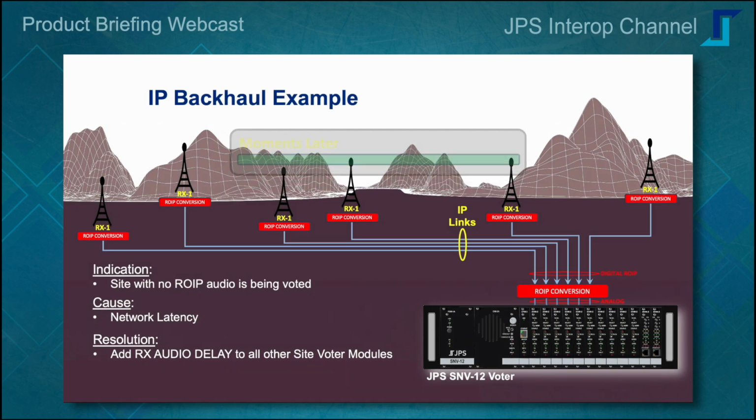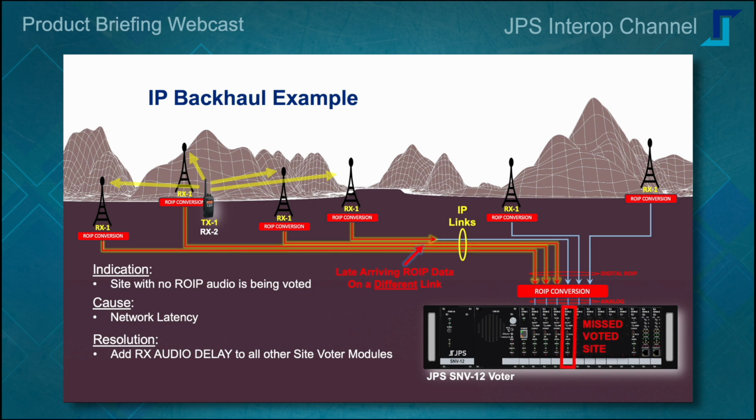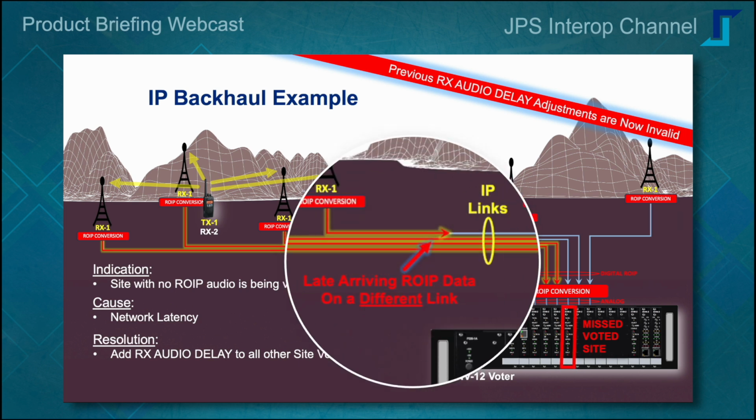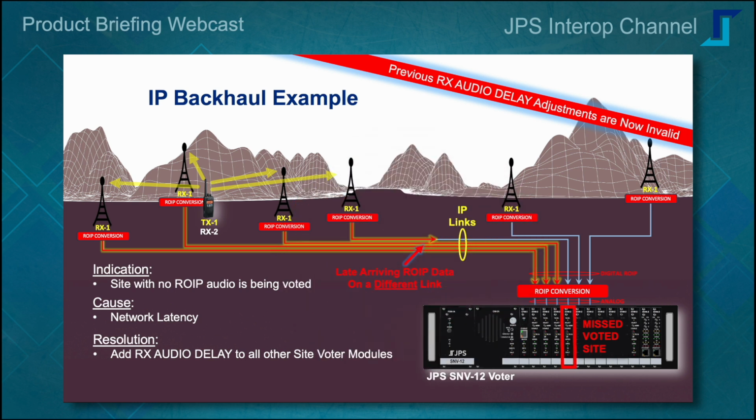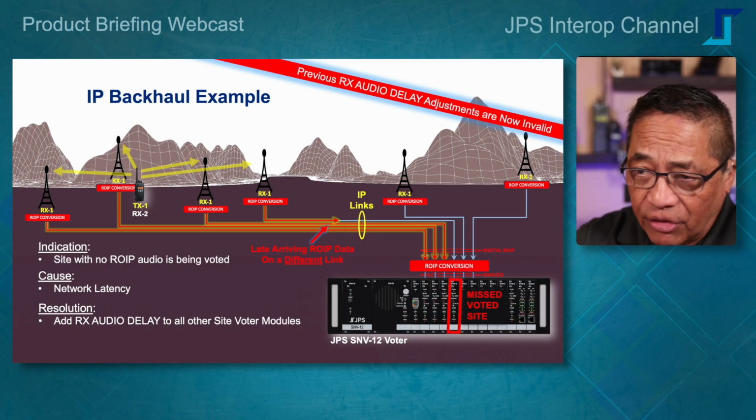If we look at that same example, we have another subscriber unit transmitting out in the field, and this could be a few minutes later or an hour later or half a day later, but that information gets converted to RoIP and delivered over the network. As you can notice in this example, another link is exhibiting propagation delay due to network latency. Again, we do have a resolution: we can adjust the receive audio delay of all the other modules.